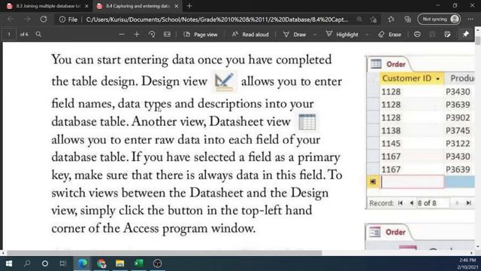So you can start entering data once you have completed the table design. Design view allows you to enter field names, data types, and descriptions into your database table. Another view, datasheet view, allows you to enter raw data into each field of your database table. If you have selected a field as a primary key, make sure that there is always data in this field. To switch views between the datasheet and the design view, simply click the button in the top left-hand corner of the Access Program window. Very good.